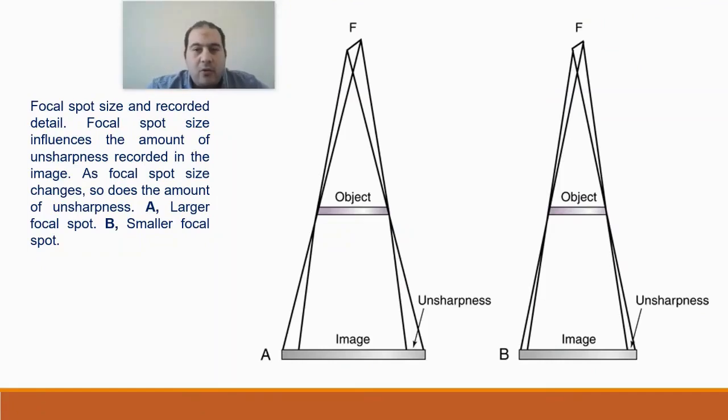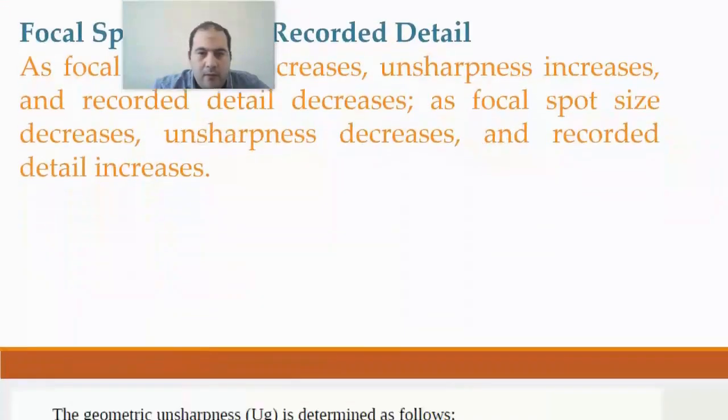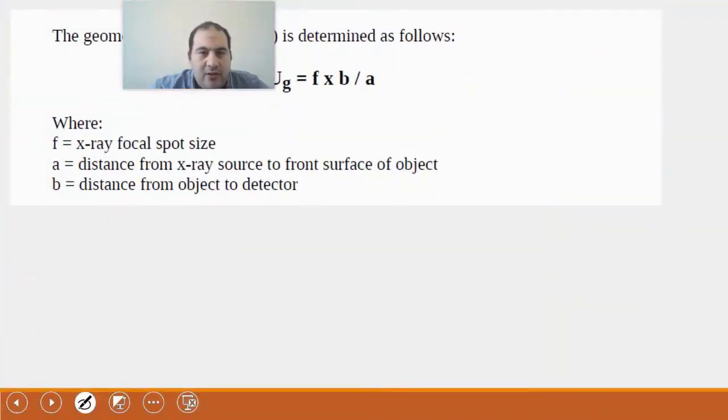Here, in small focal spot size and large focal spot size, their effect on the penumbra is clearly visible in image A. In image A, with large focal spot size, the penumbra area or geometric unsharpness area is larger than in image B due to the focal spot size being smaller. This is the equation we were discussing a moment ago.